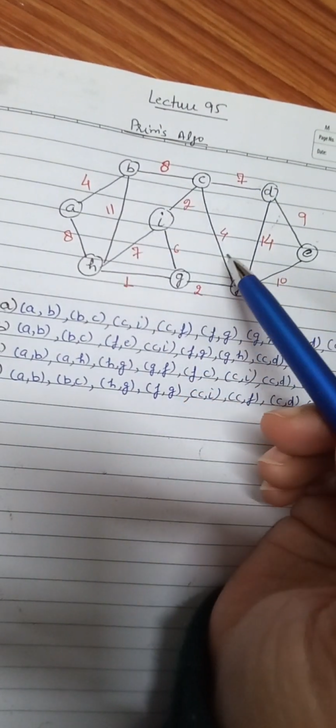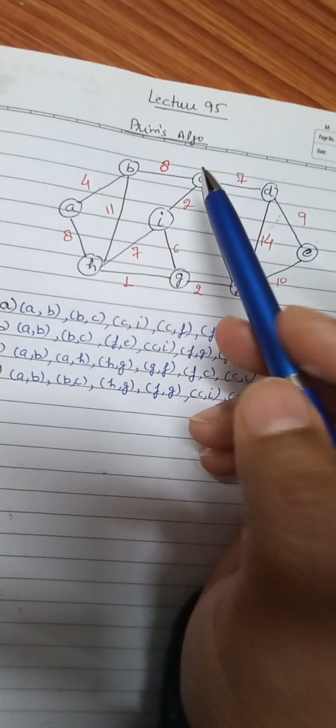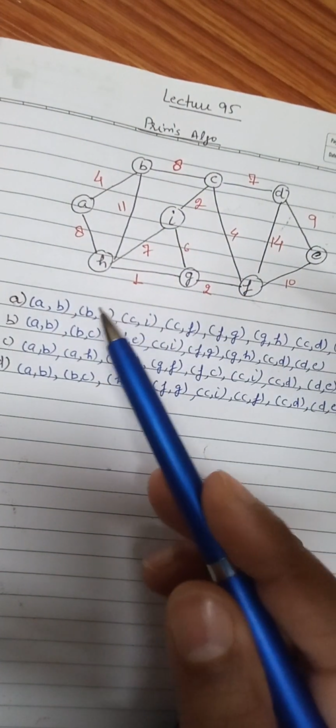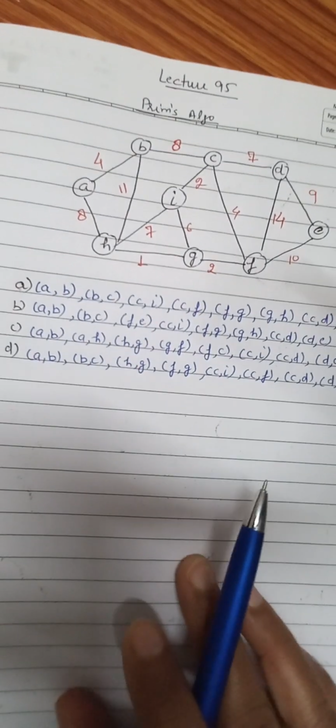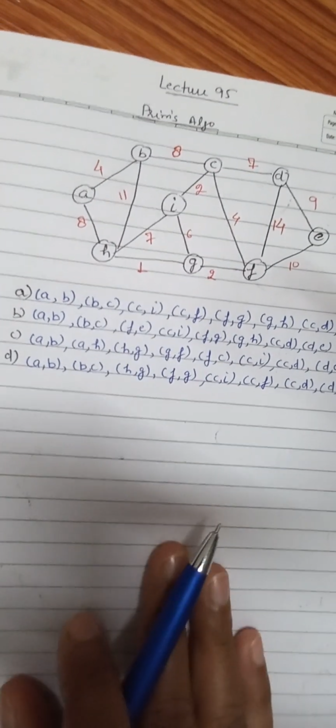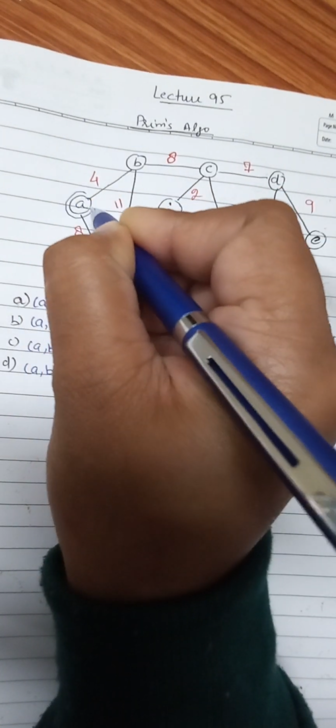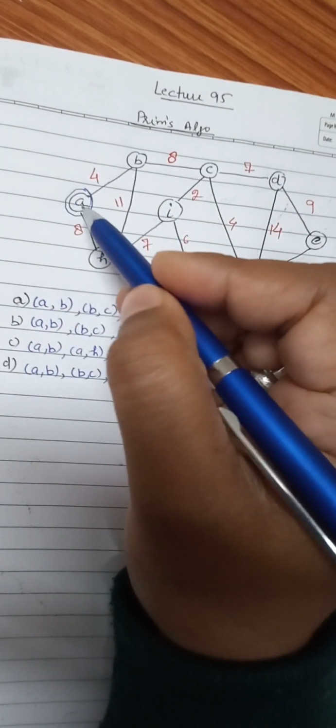The graph is given, and with the help of this graph and by using Prim's algorithm, we need to find out which option is true. These 4 options are given, and the starting node is A. So first we start from A.